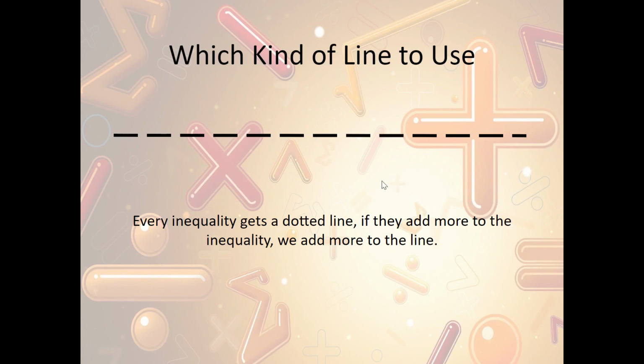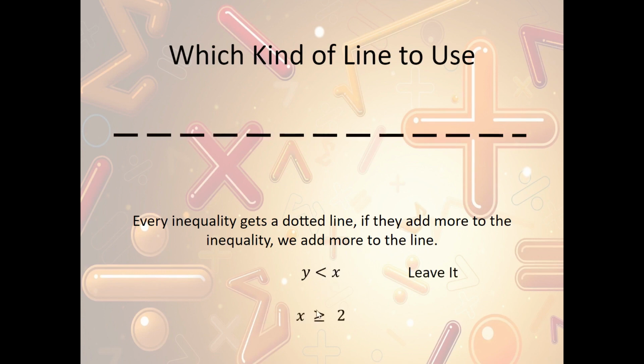If they add more to the inequality, we do too, meaning if they add the bar underneath, then we're going to add to it and make it a solid line. So in this case, we have y is less than x. I'm looking if they added anything extra, meaning did they add the bar here? If they didn't, which in this case they didn't, we'll leave it as it is and it stays as a dotted line.